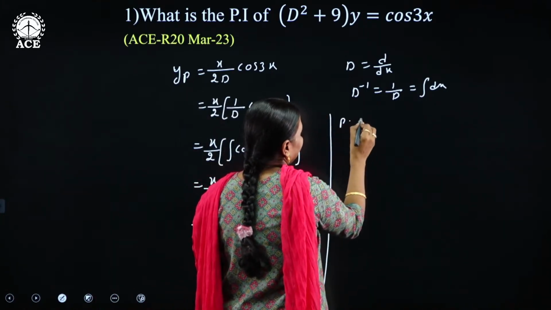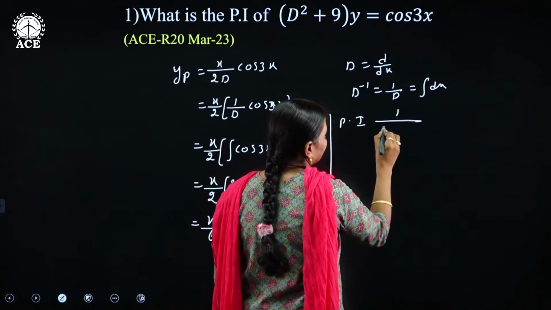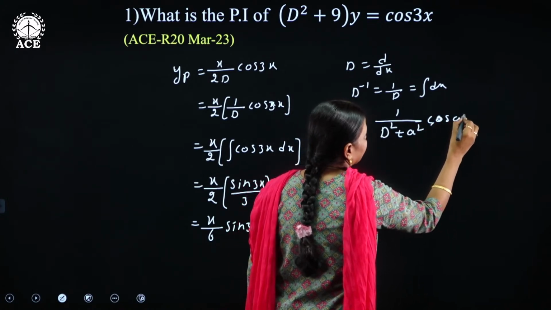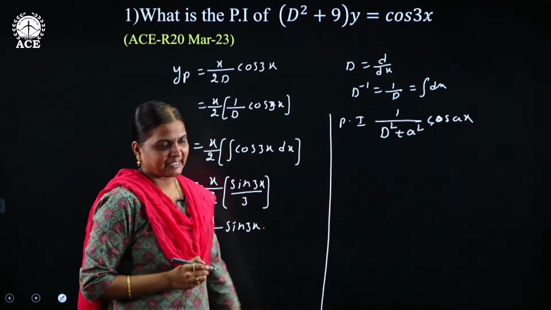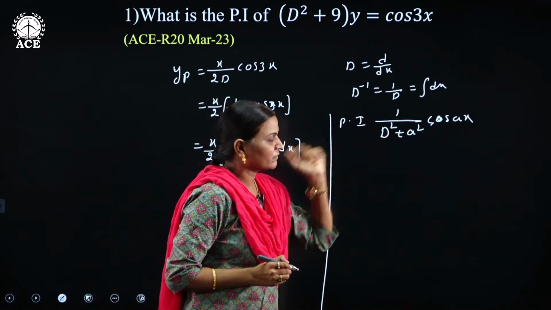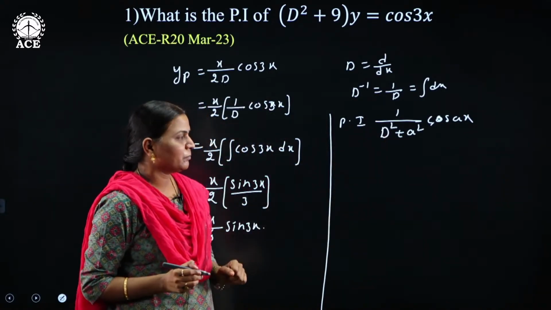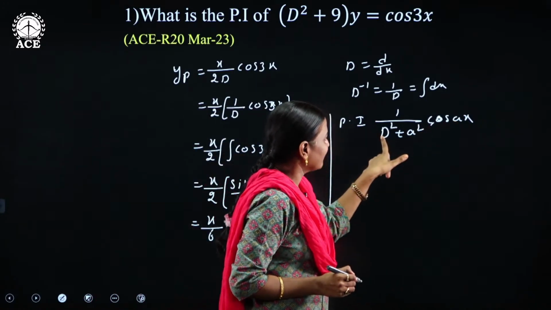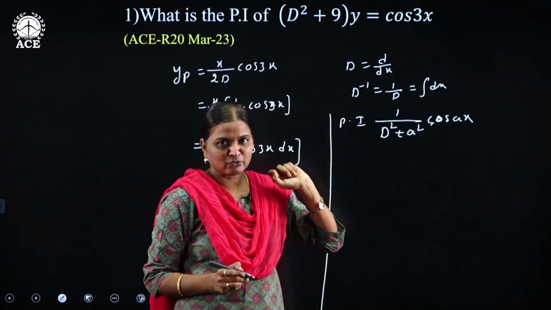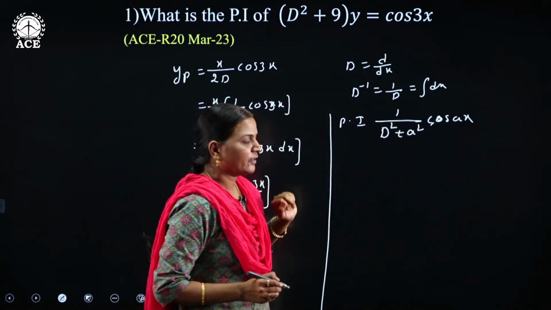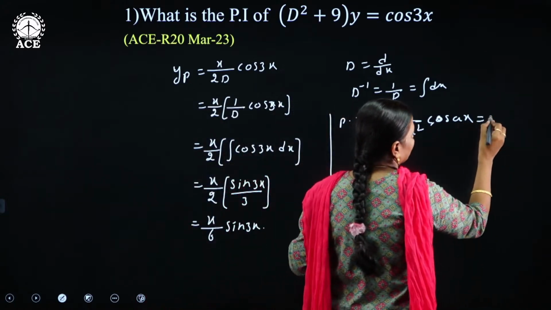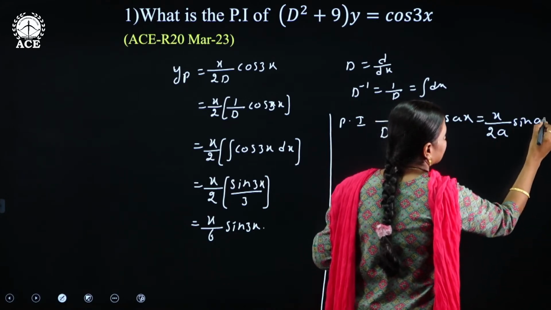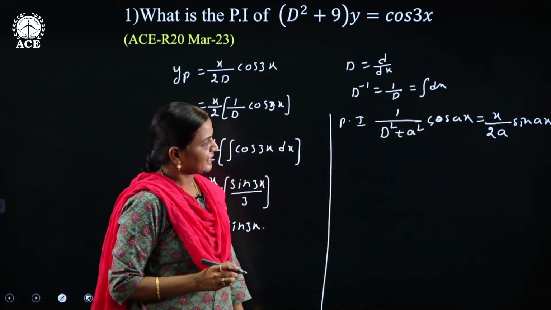So the particular integral of 1 by D square plus a square into cos ax. If the denominator is only in this form, D square plus a square, then after replacing D square by minus a square, the denominator is equal to 0. So how do we write it? 1 by D square plus a square into cos ax is equal to, by the direct formula, x by 2a into sin ax.